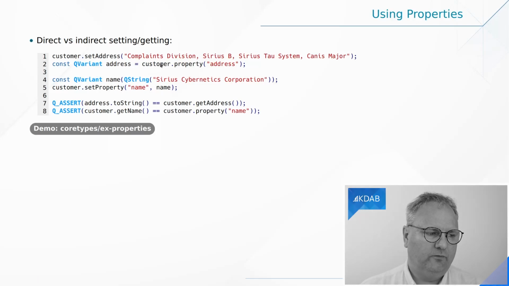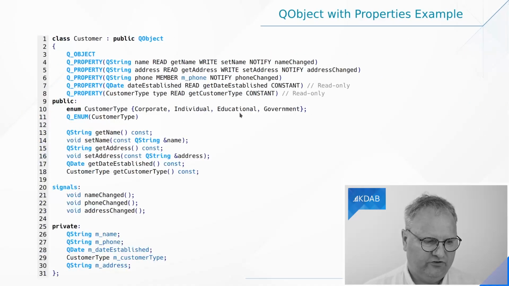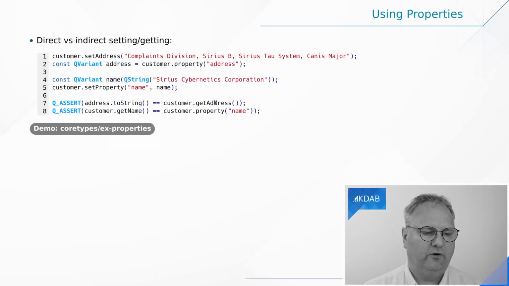Anyway, I can go to my customer here, and I can ask for the property address. So I have a customer, and of course I could just go to customer and call address, because it obviously has an address method. Check over here, my customer has a get address method. So obviously I could just go and call that. But instead I can also go and ask for the property address. And what will that return me? Yes, you're right, a QVariant.